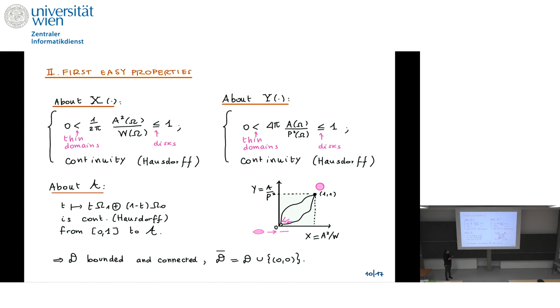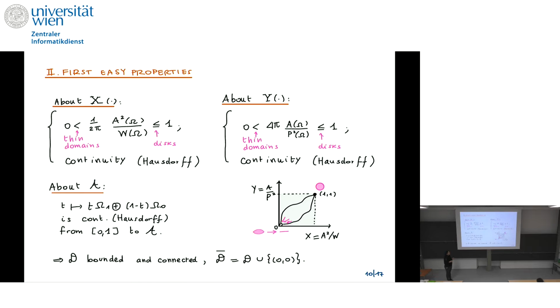This bound can be obtained, for example, by describing the shape in polar coordinates, and the value 1 is attained only at disks. So you have equality only at any disk. So the reason of this prefactor is to have here the optimal constant to be 1. Moreover, all the shape functionals under study are continuous with respect to the Hausdorff convergence, and so you find that capital X is continuous. The same can be done for the other coordinate.